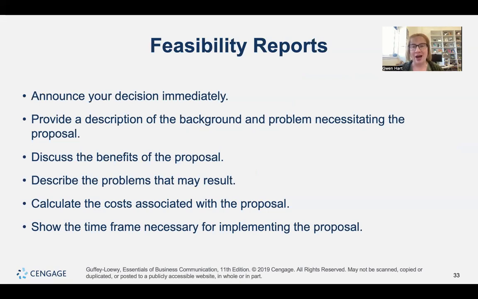Feasibility reports are about how feasible, or how realistic, it is to do something. So you start off with the recommendation, then provide a description of the background and problem, and discuss the benefits of the proposal. So if I was going to say, we need to buy so many portable hotspots so that students have internet access on the weekends, I would discuss how this is going to be beneficial, any problems that may result, and how we are going to make sure we keep track of these devices. What are the costs going to be associated with this? And what's the time frame? How long would it take us to get them and to implement some kind of system to have them checked out and checked in and kept track of?